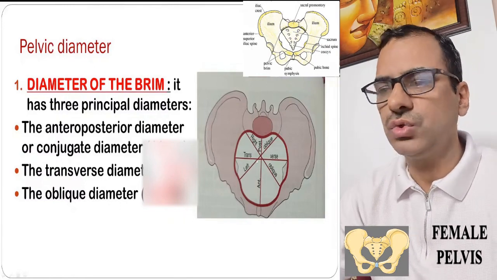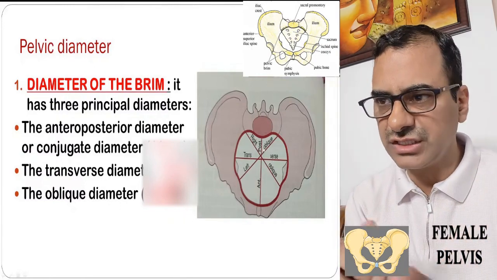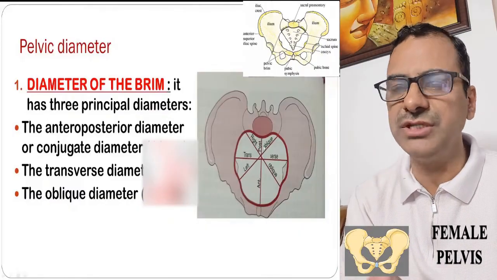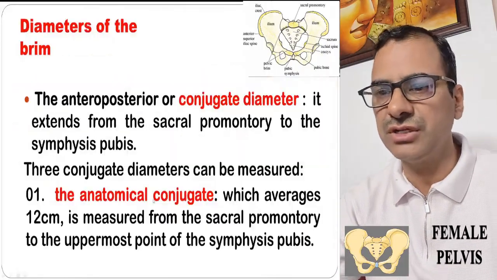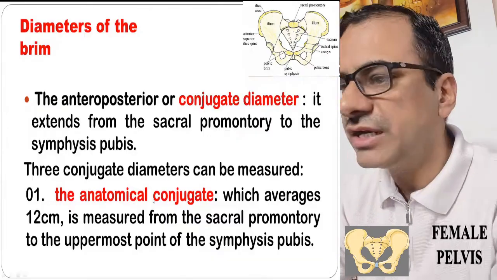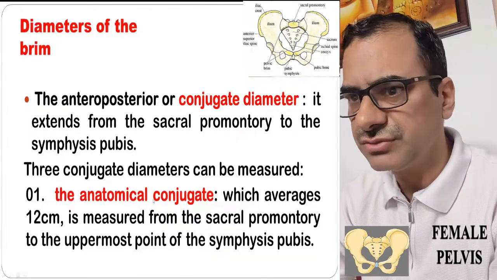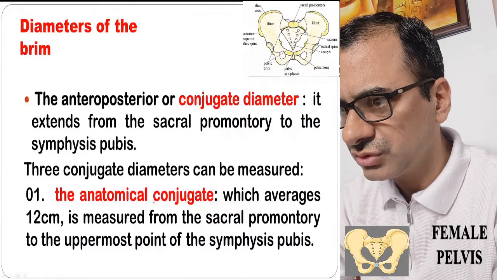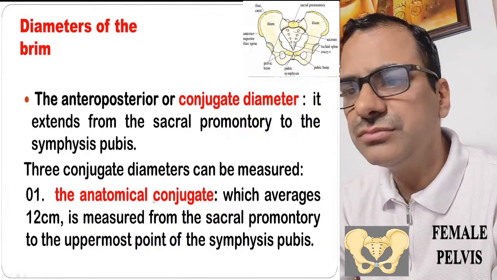In gynecoid pelvis, the transverse diameter of pelvic brim is longest, that is oblique diameter 13 centimeter. So this is 13 centimeter.